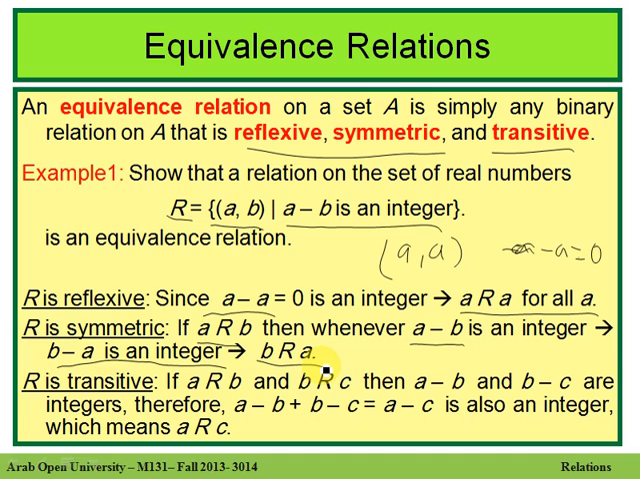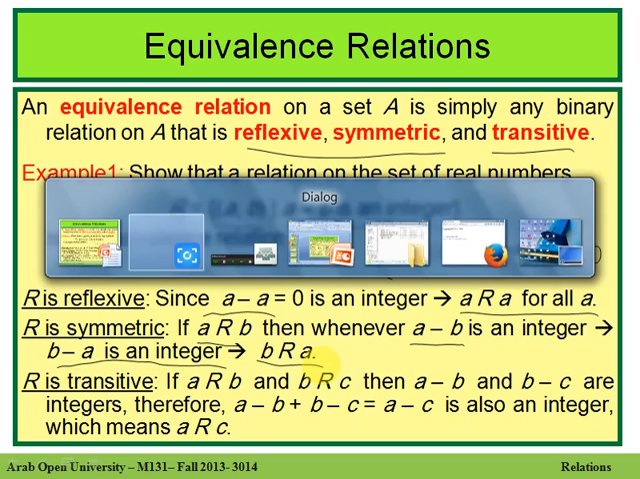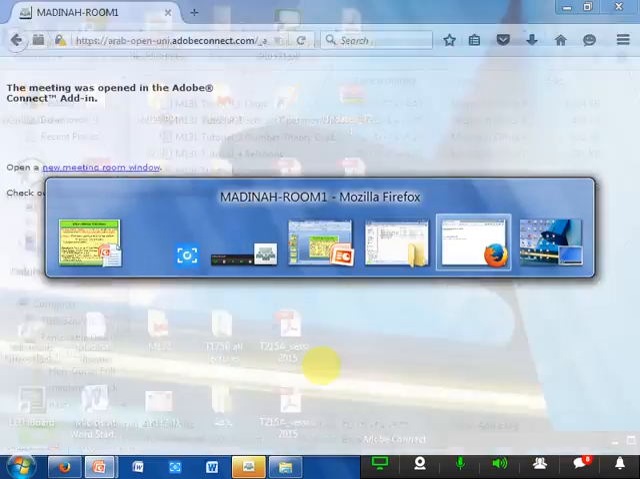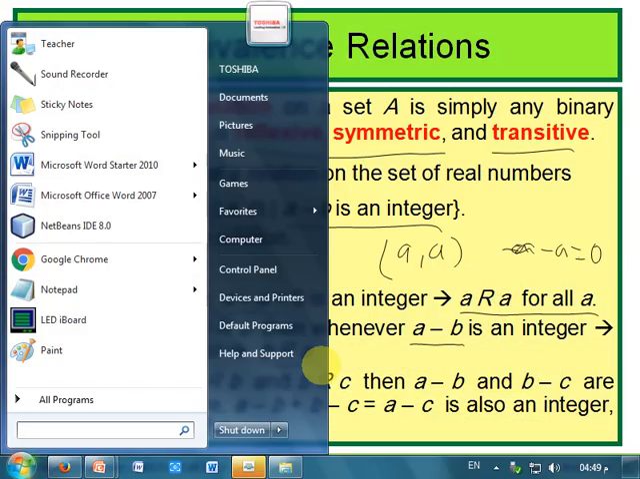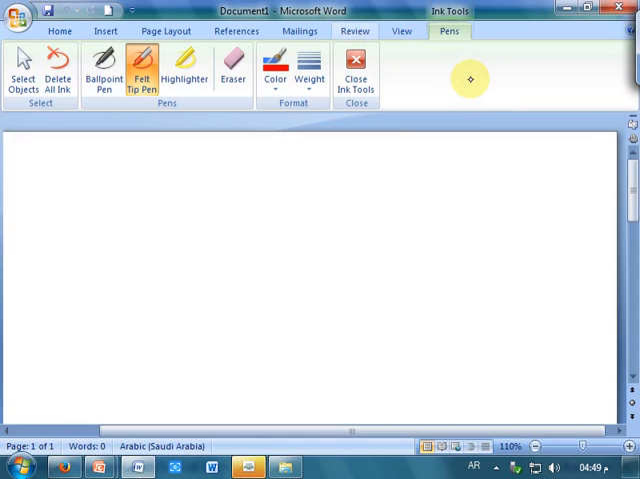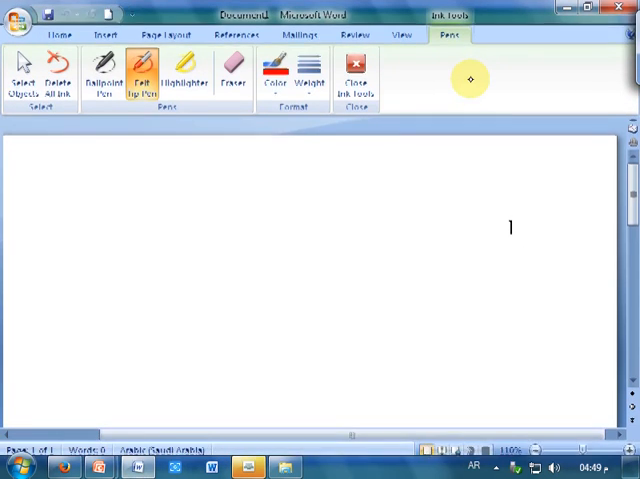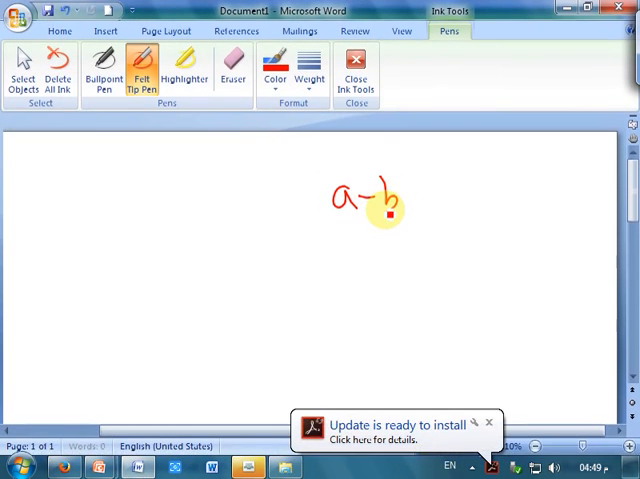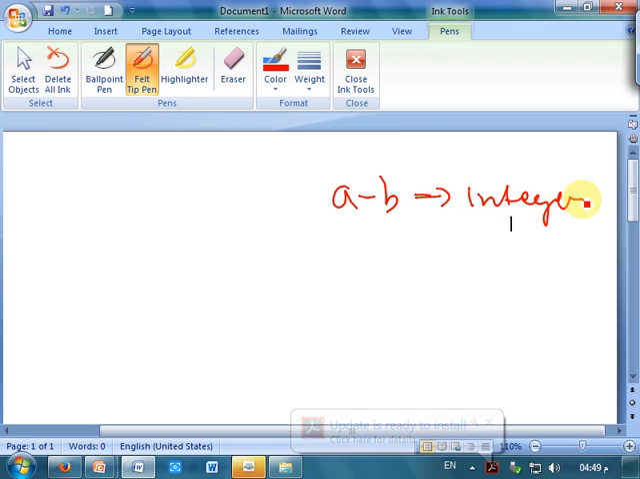Okay. Transitive. If a relates with b and b relates with c, then a relates with c. It means that if a minus b is an integer and b minus c is an integer, then a minus c is also an integer. Now how to prove this transitive? For transitive, the rule says that a minus b should be an integer.